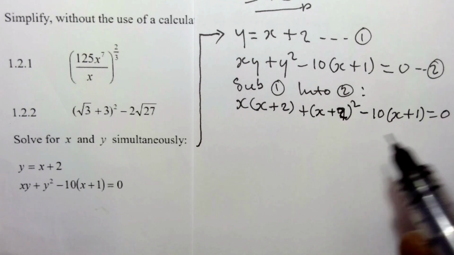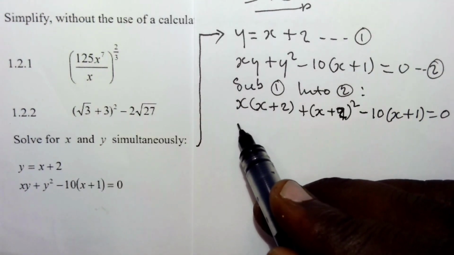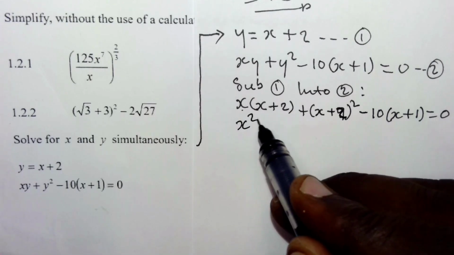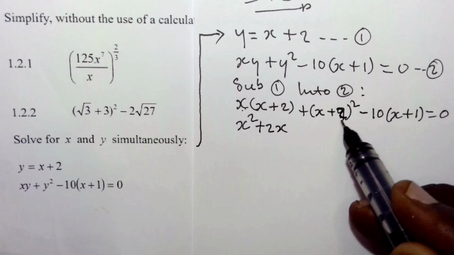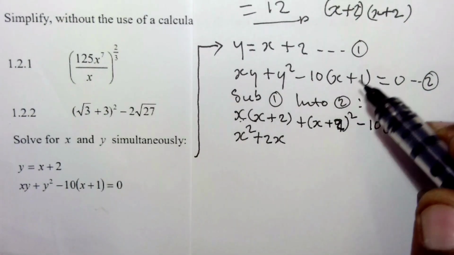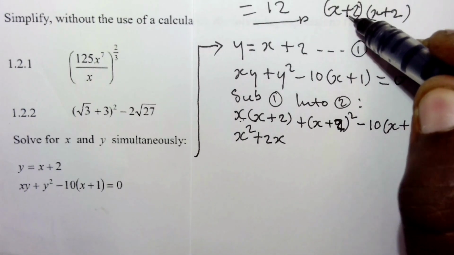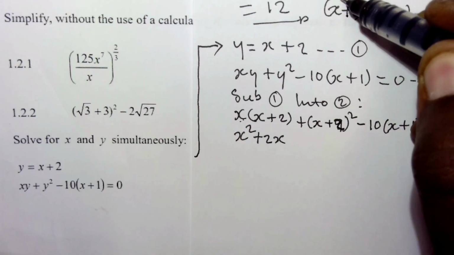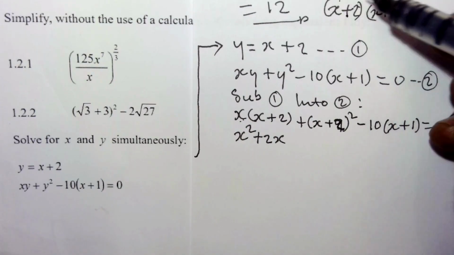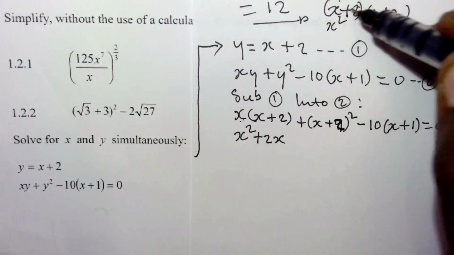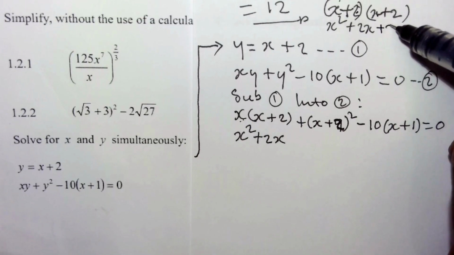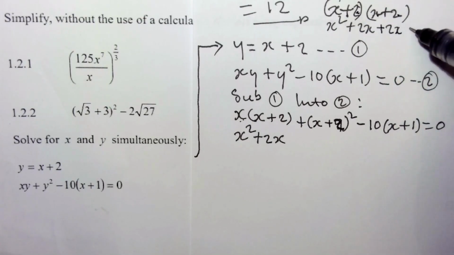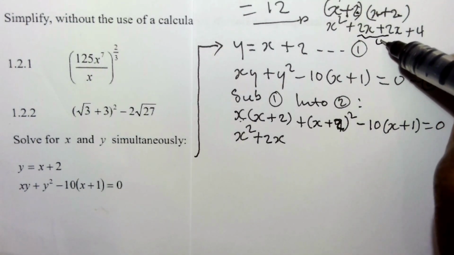What is next here? You need to fix this. Right, it's going to be x times x is x squared, x times 2 is 2x. Now, we need to fix this as well. So remember, this tells you you have x plus 2, x plus 2. So you need to multiply the brackets. So x times x is x squared, x times 2 is 2x, 2 times x is 2x, 2 times 2 is 4, as you can see. So you fix this one, it's going to be 4x.